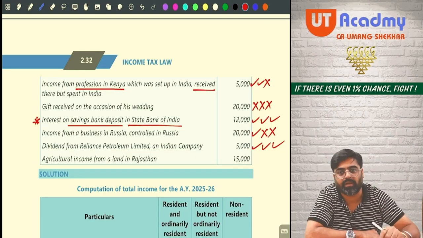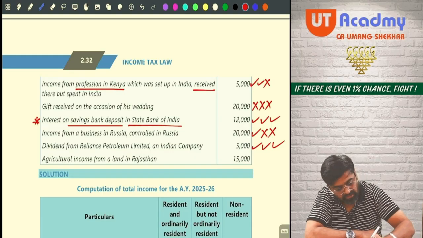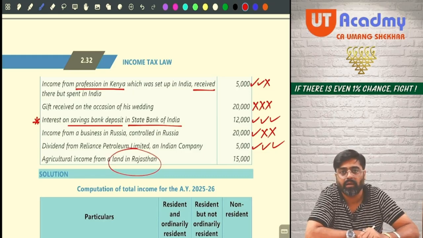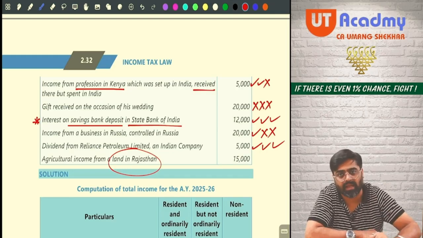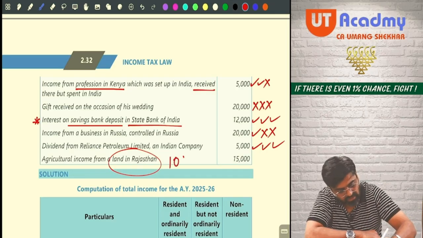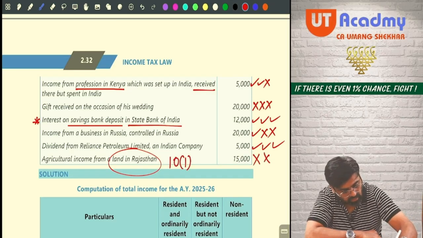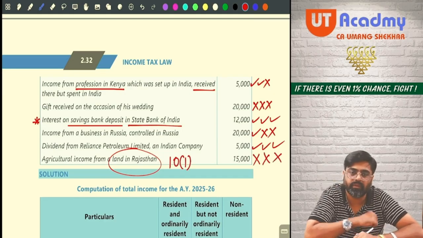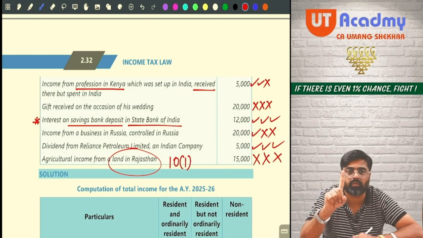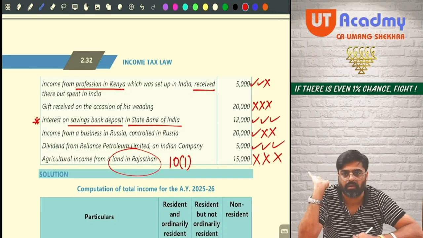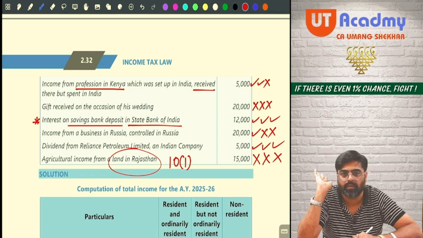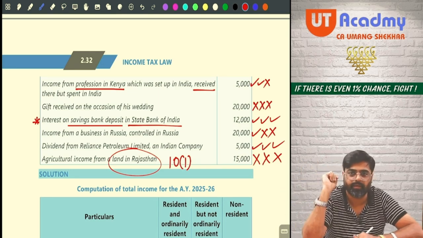Done? Next one, agricultural income from land in Rajasthan. Where is the land? India. Any land in India giving you agricultural income, is that agricultural income taxable or exempt? Fully exempt. Section 10(1), fully exempt, cross, cross, cross. We have solved the entire question. Now you have to do the presentation at home. Will you be able to do it or not? Comment the answer in Y or N.